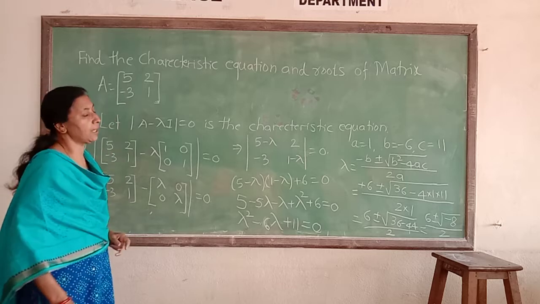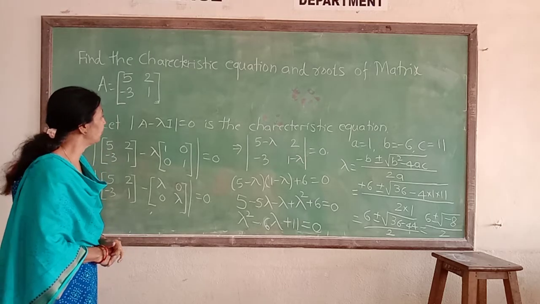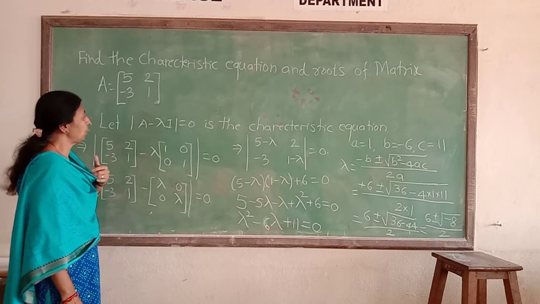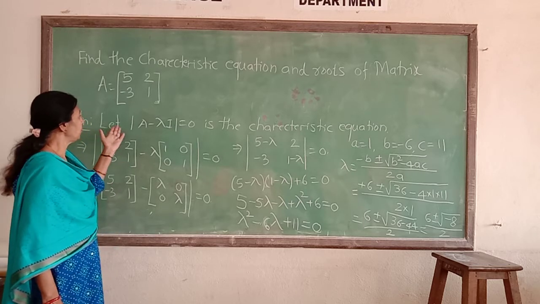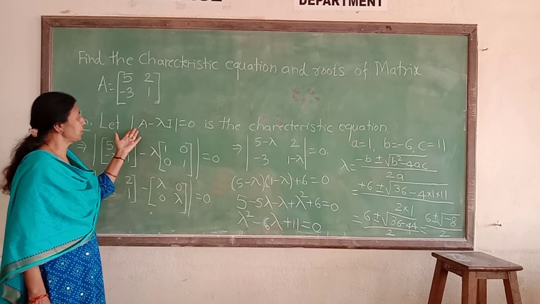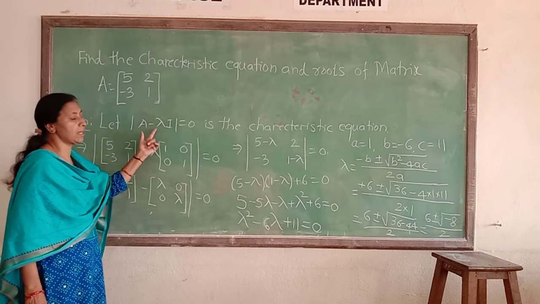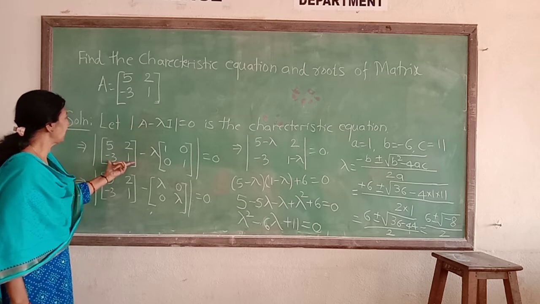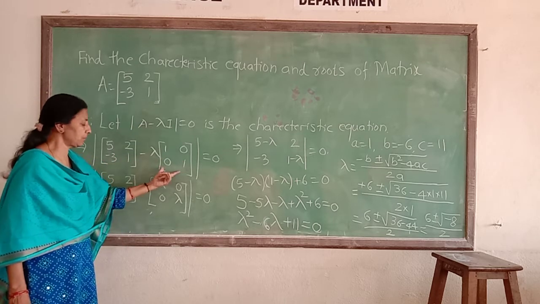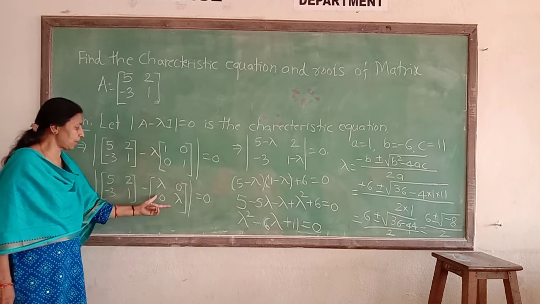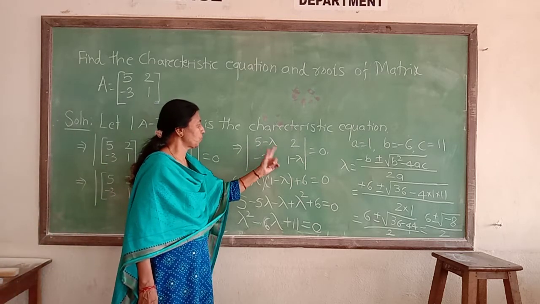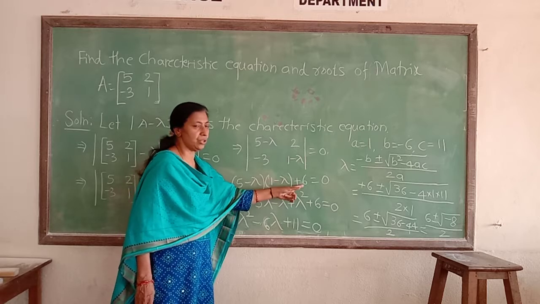Students, we are taking another problem of the Cayley-Hamilton theorem. As you know, the characteristic equation is determinant of A minus lambda I equal to 0. Put the A matrix and lambda times the identity matrix, multiply lambda inside, subtract both the matrices, and cross multiply, we will get this equation.